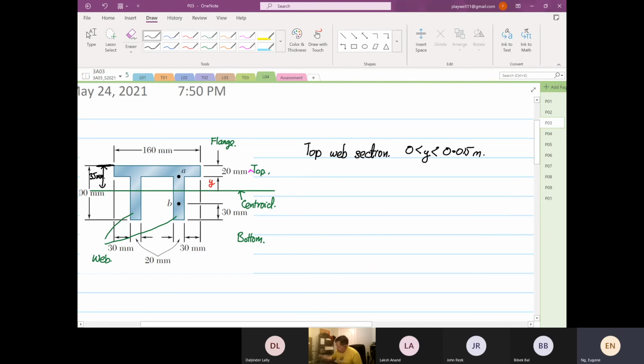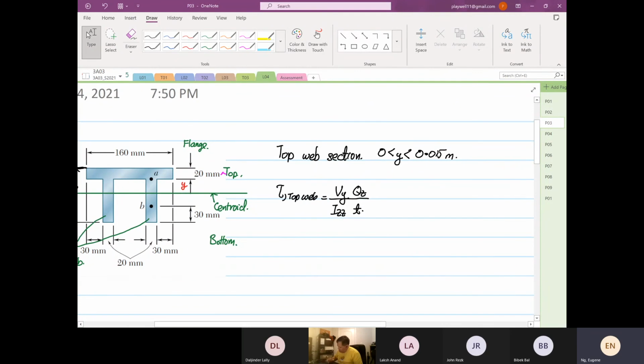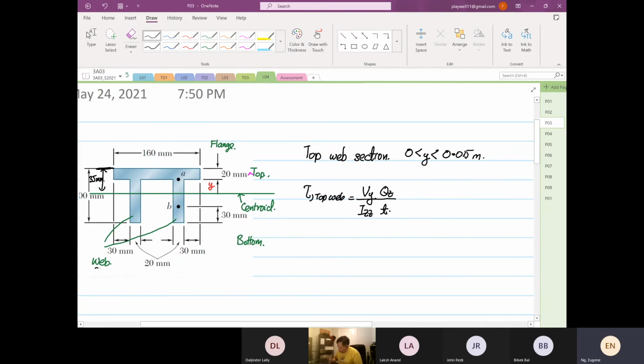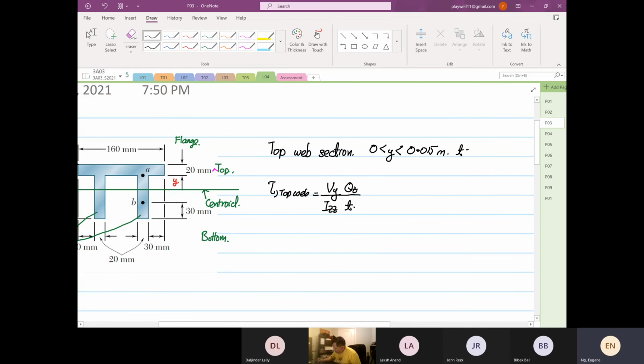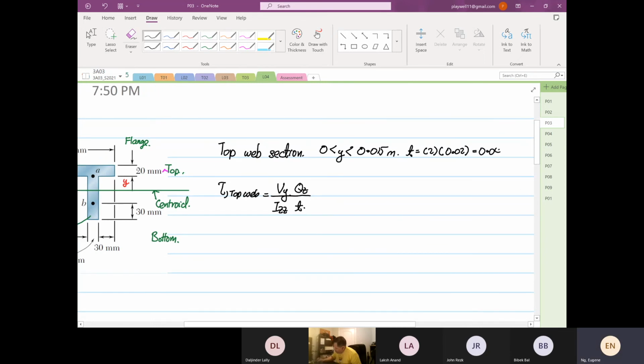So by looking at our rules, if we look at the top web, it is Vy over Izz, Qz multiplied by t. So if you look at the web now, the web thickness is 0.02, and then you have your left and right web. So the thickness is equal to twice multiplied by 0.02, and this is equal to 0.04 meters, sorry, to beg your pardon.